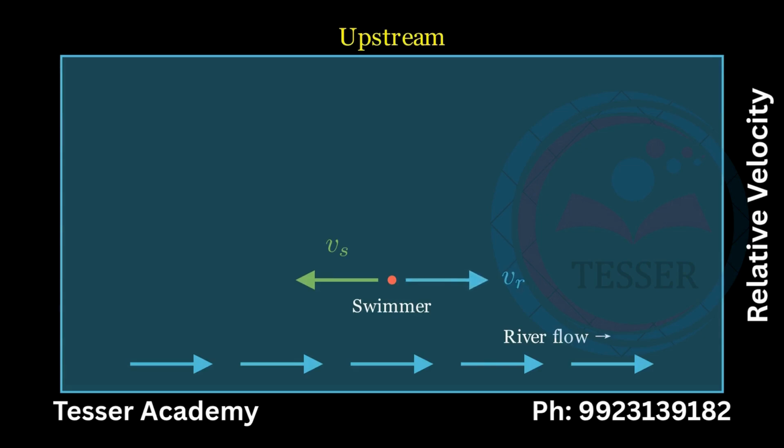Thus, relative velocity is not a new motion. It is the same motion viewed from a different reference frame. Understanding this vector difference removes confusion between net velocity and relative velocity.